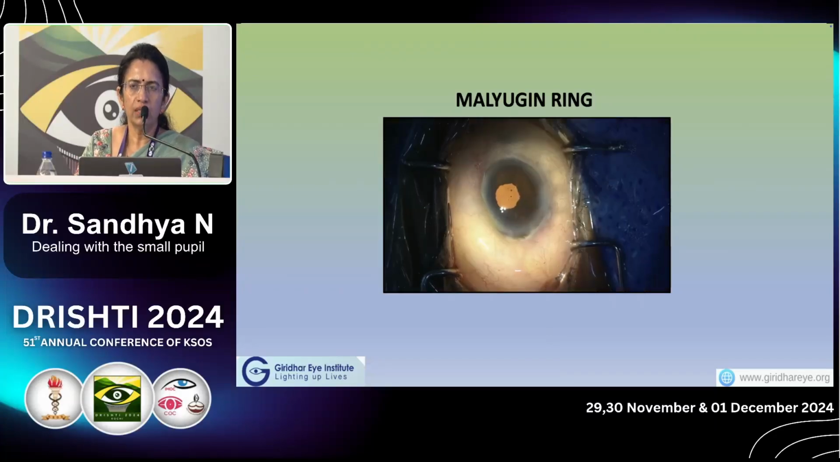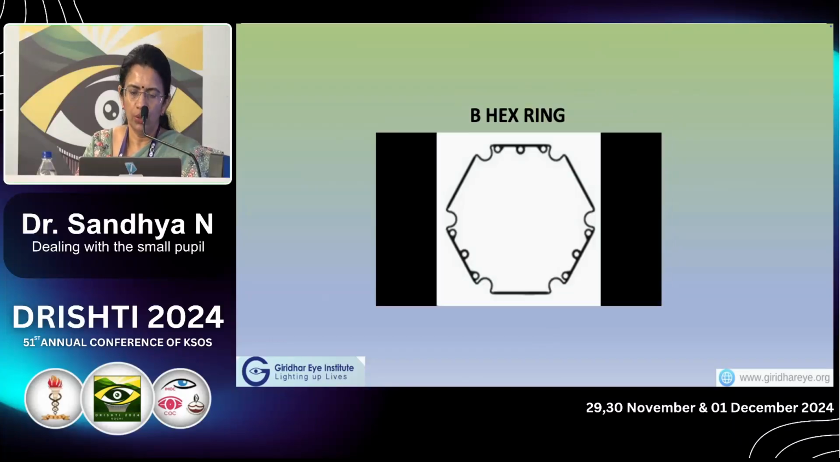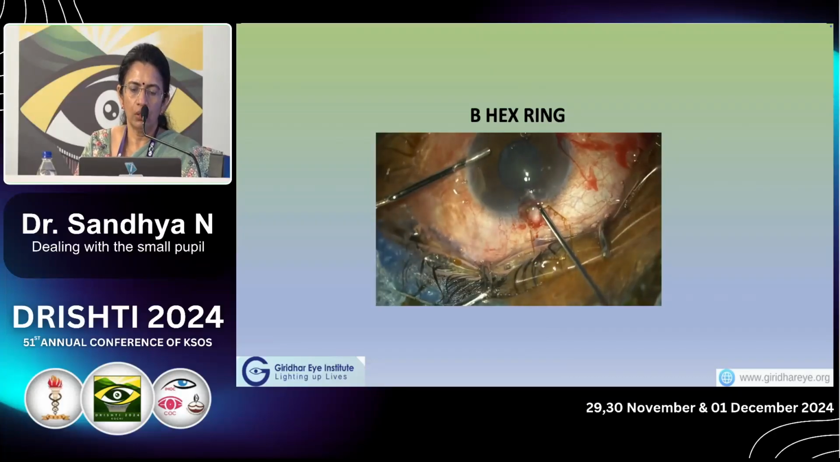And then usually these rings do not damage the sphincters. So at the end, you will get a near normal pupil. So this is the B-hex ring. It is a uniplanar hexagonal ring. It has got 6 flanges on the sides and 6 notches. Then alternate flanges have got holes in them.